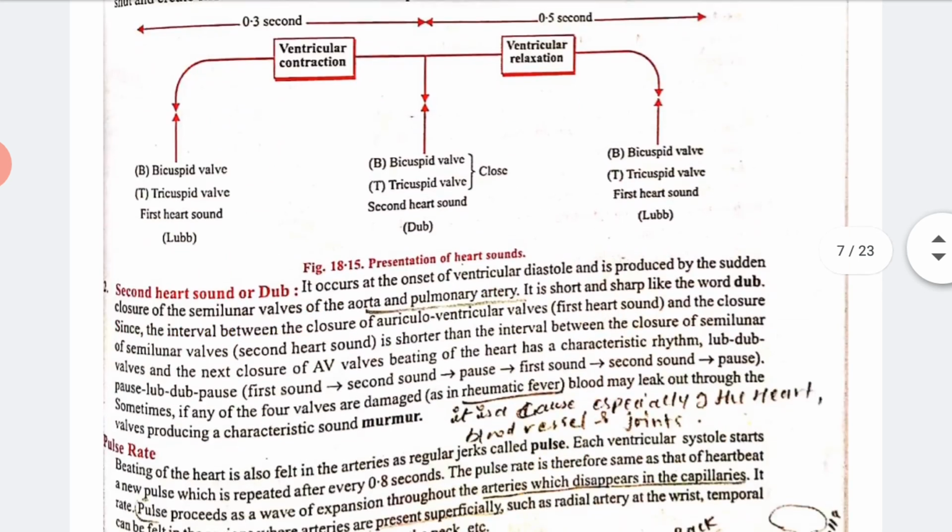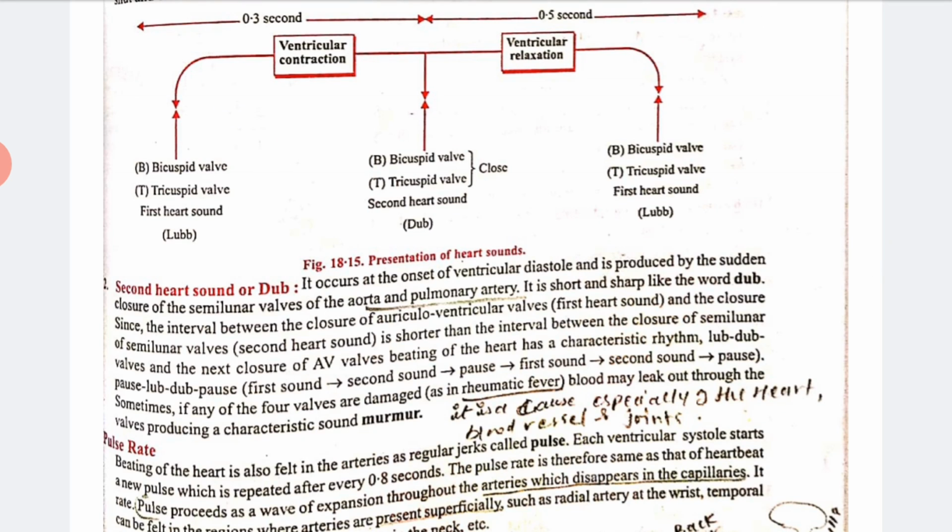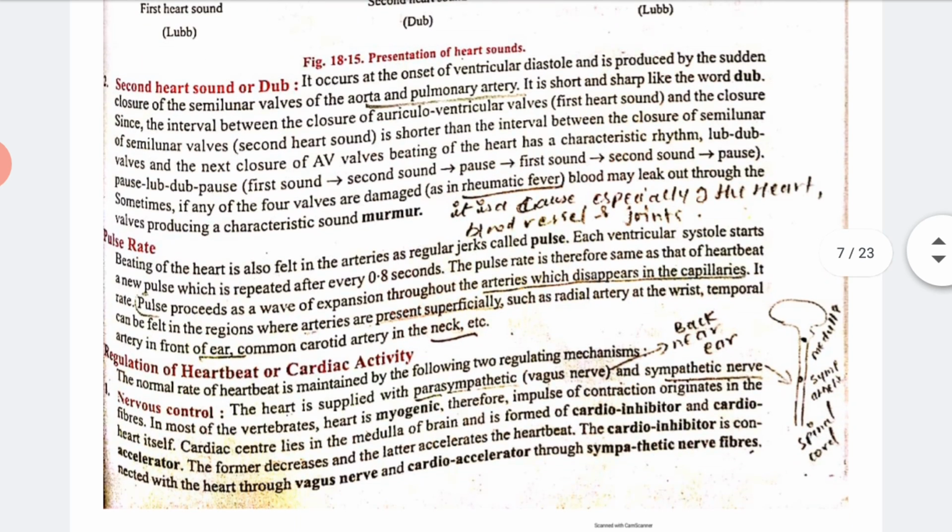And the second sound we have is dub. Dub occurs at the onset of the ventricular diastole and is produced by the sudden closure of the semilunar valves of the aorta and pulmonary artery. Clear? Now next we have pulse rate. How can we measure our pulse rate?